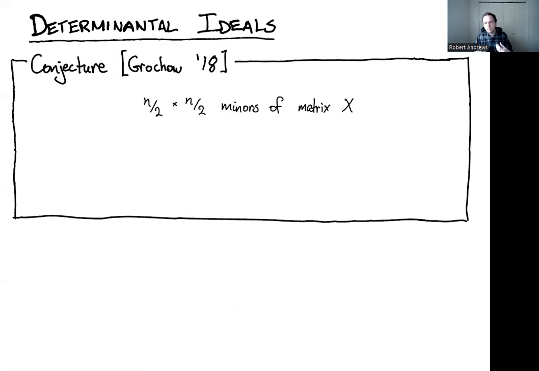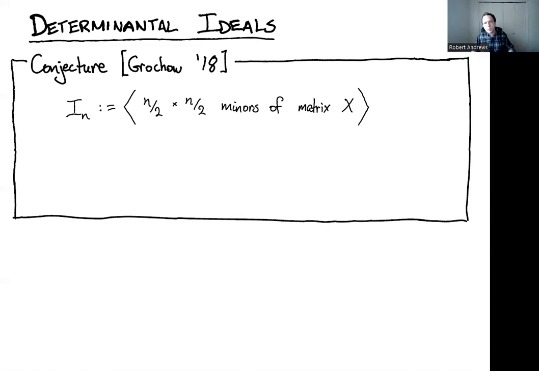We're going to look at the minors of this matrix of size n over 2. So you take n over 2 rows, you take n over 2 columns, and you take the submatrix on those rows and columns, and you take its determinant. You do this for all choices of the rows and columns. You get many different polynomials, and we take the ideal they generate. Now, all of these generators, they're determinants. They're determinants on different overlapping sets of variables, and there are exponentially many of them.